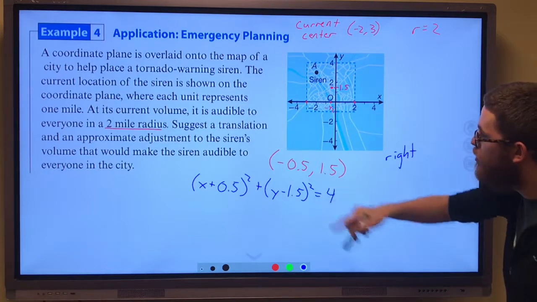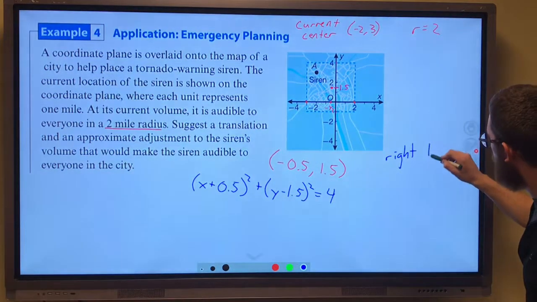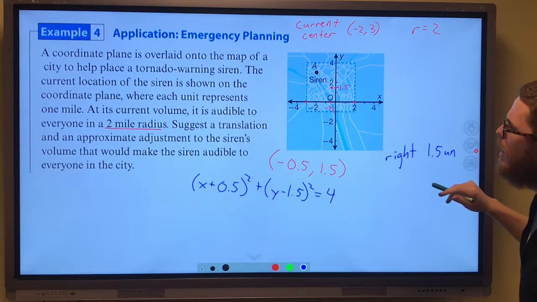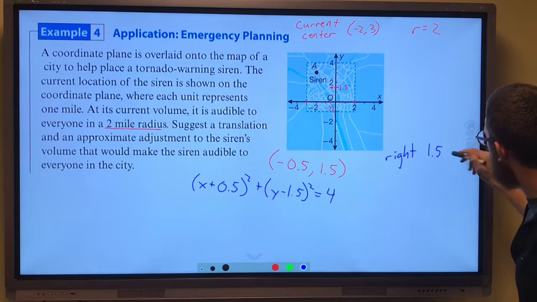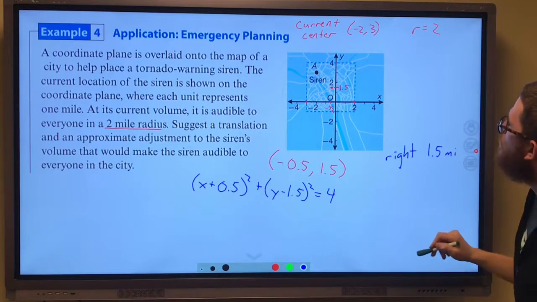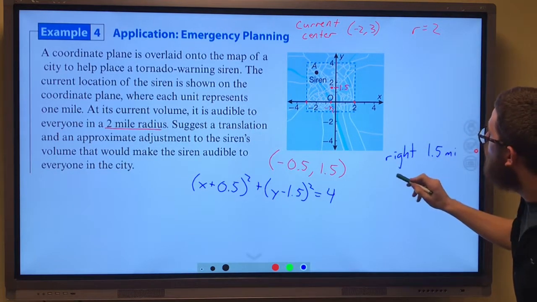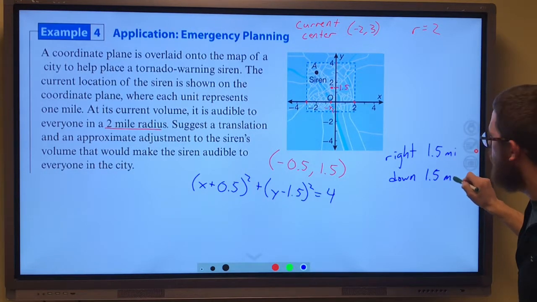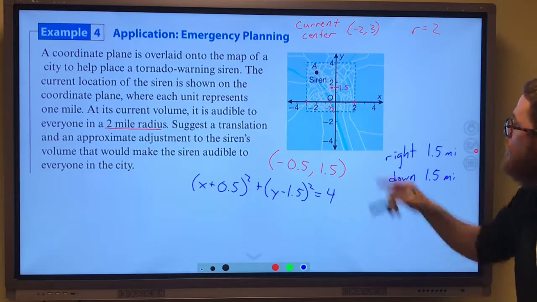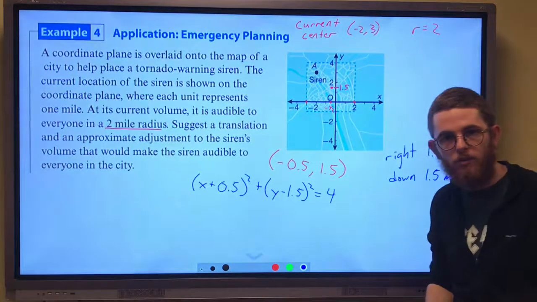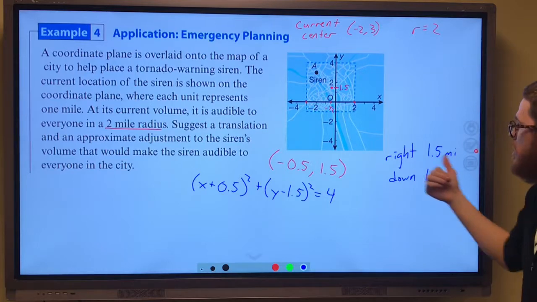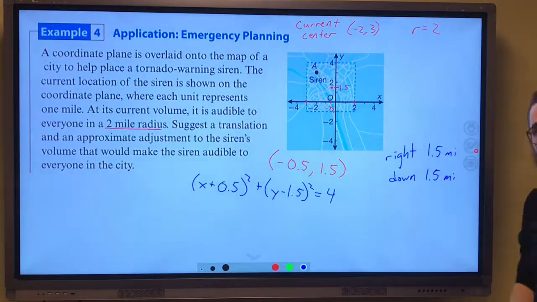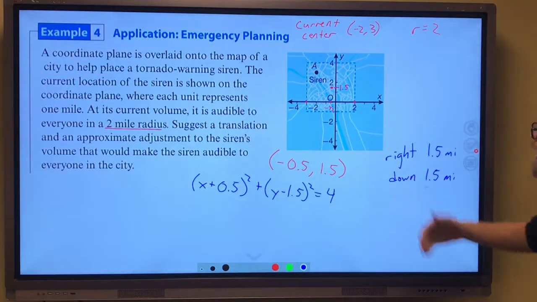to go from -2 to -0.5, we need to go right 1.5 units, or is this in miles? I guess this is in miles, right 1.5 miles, and we need to go down 1.5 miles. I don't know if this is in north, south, east, west, so it could be go east 1.5 miles, go south 1.5 miles. But on our coordinate plane, it looks like right and down.